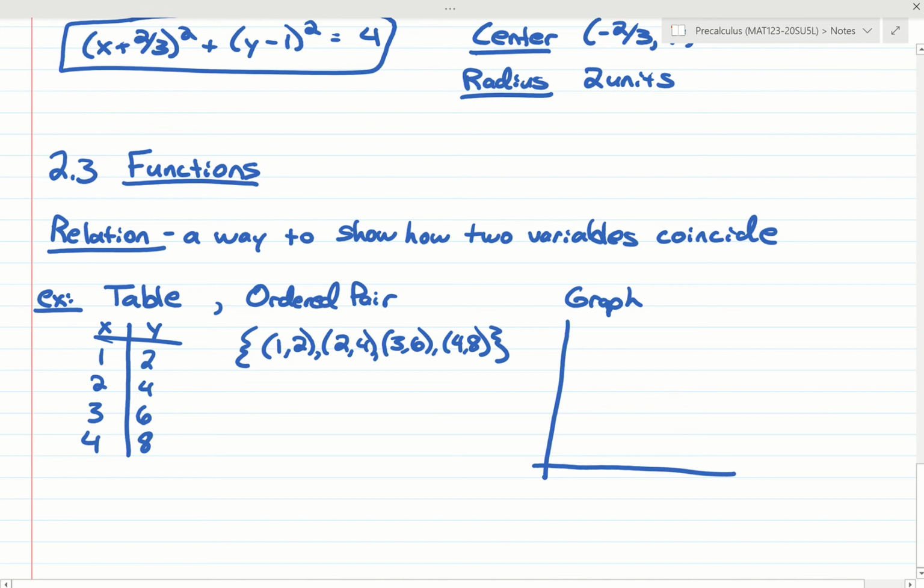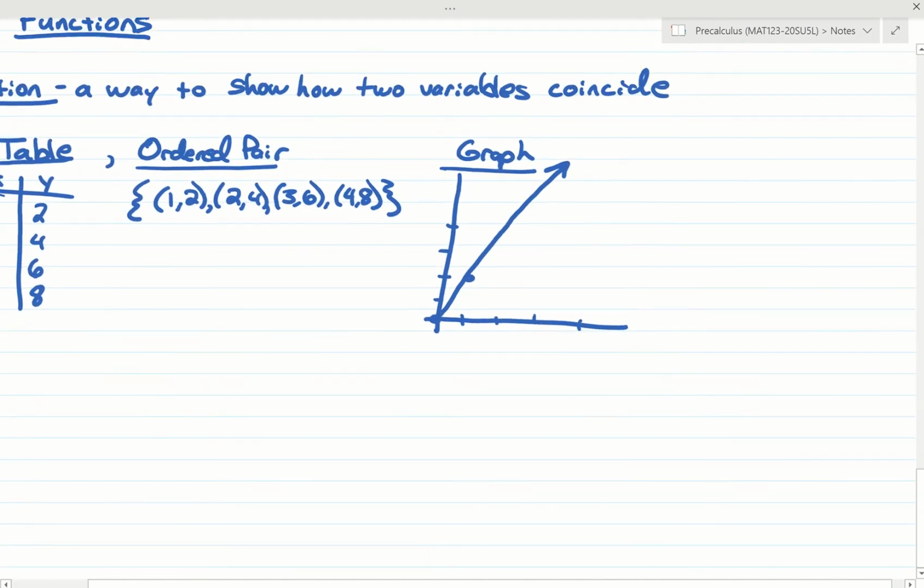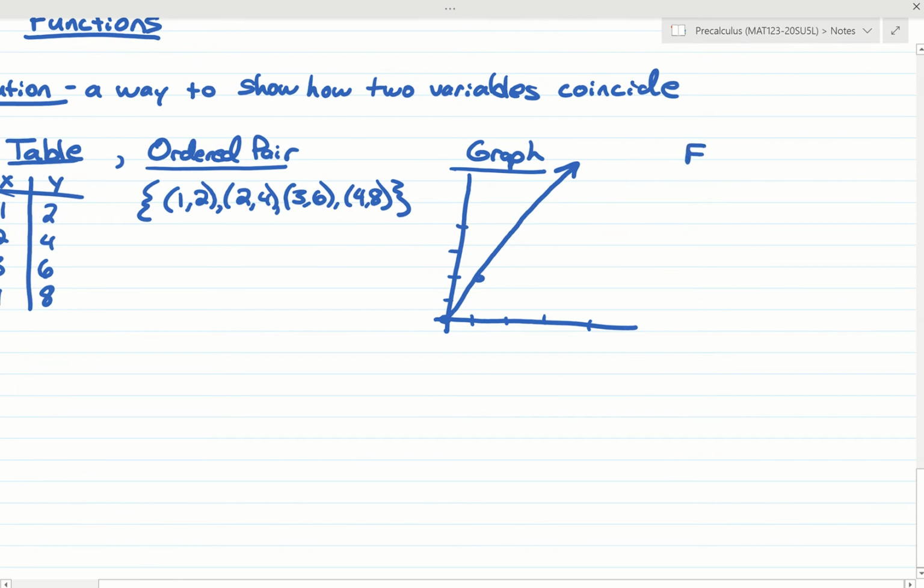Another way we could show is using a graph. And it looks like y would equal 2x. So the graph of y equals 2x starts at (0, 0), goes up 2 over 1. That would be a graph of what those points would look like. We could also have an equation. So y would equal 2x.